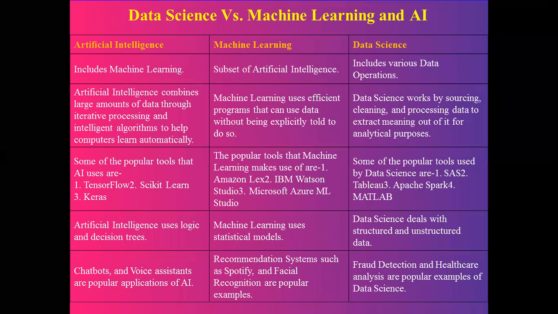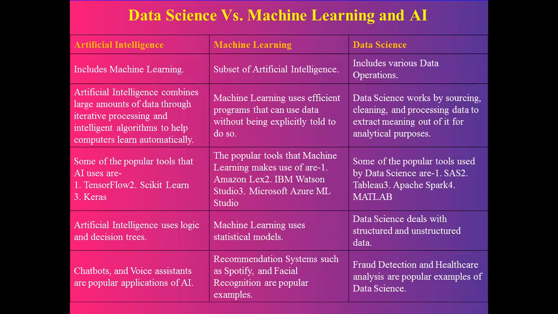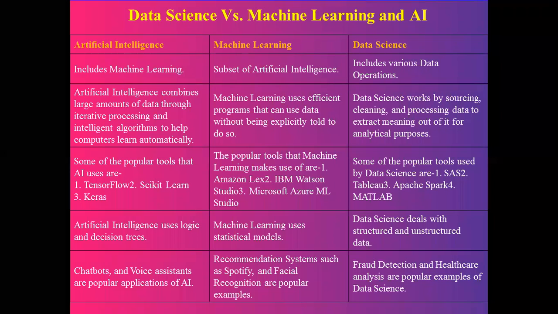Then machine learning, some examples for machine learning are recommendation systems like Spotify, and facial recognition are popular examples. Machine learning includes recommendation systems. Like on sites such as Amazon, if we search for any product, like any mobile, the next time we visit that site, it will recommend some mobiles related to our search. That is a recommendation system.